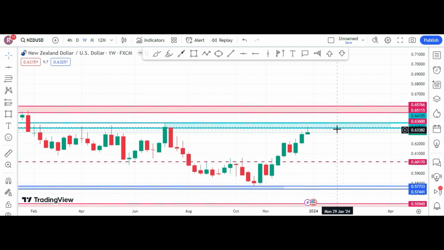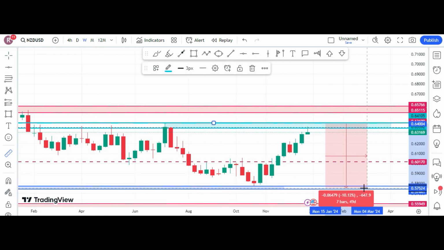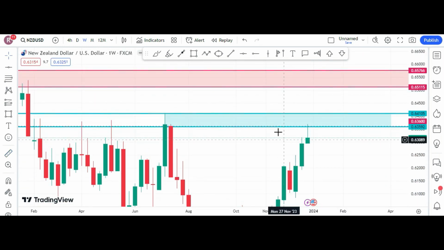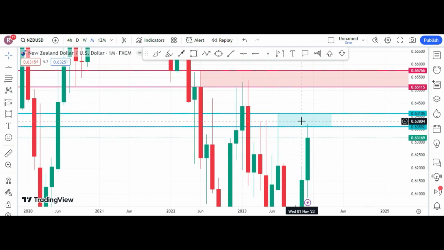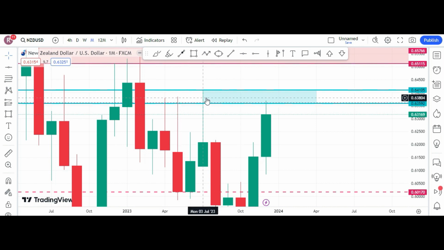So we have a range now from here to here, and what I am expecting is to form a double bottom here and a double top here. We need a red candlestick. But at the moment we don't have that red candlestick in the weekly time frame. Can you guys see? And if we go to monthly, there is nothing here also. We don't have any red here. We need green and red.